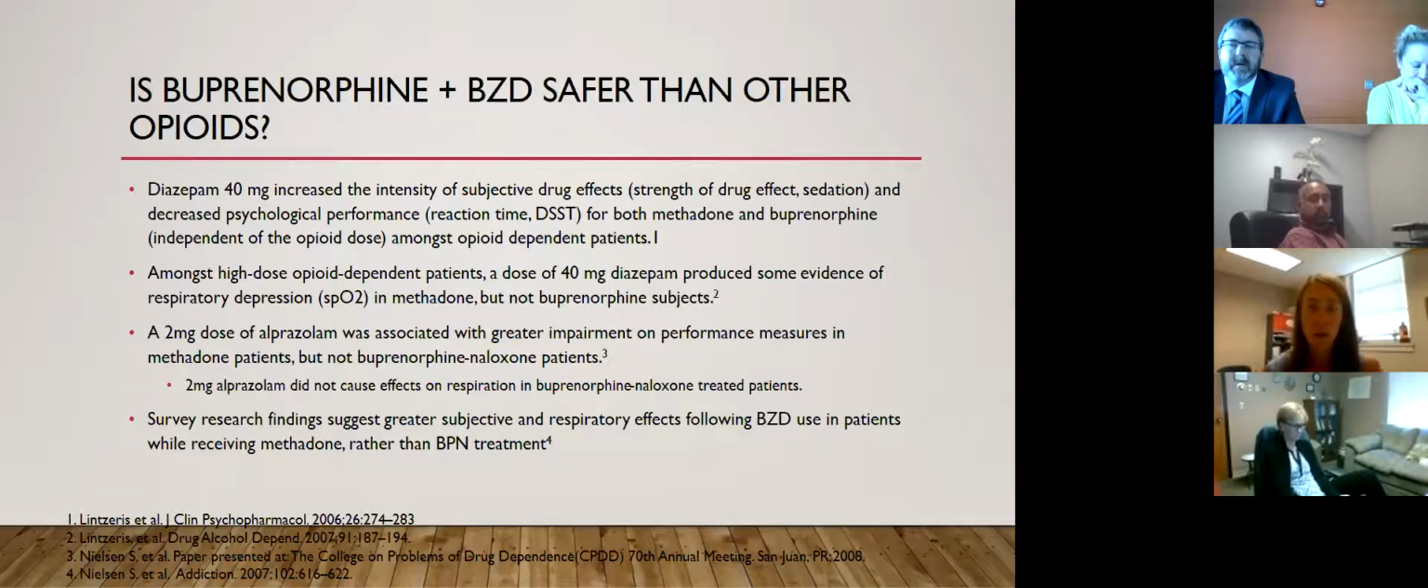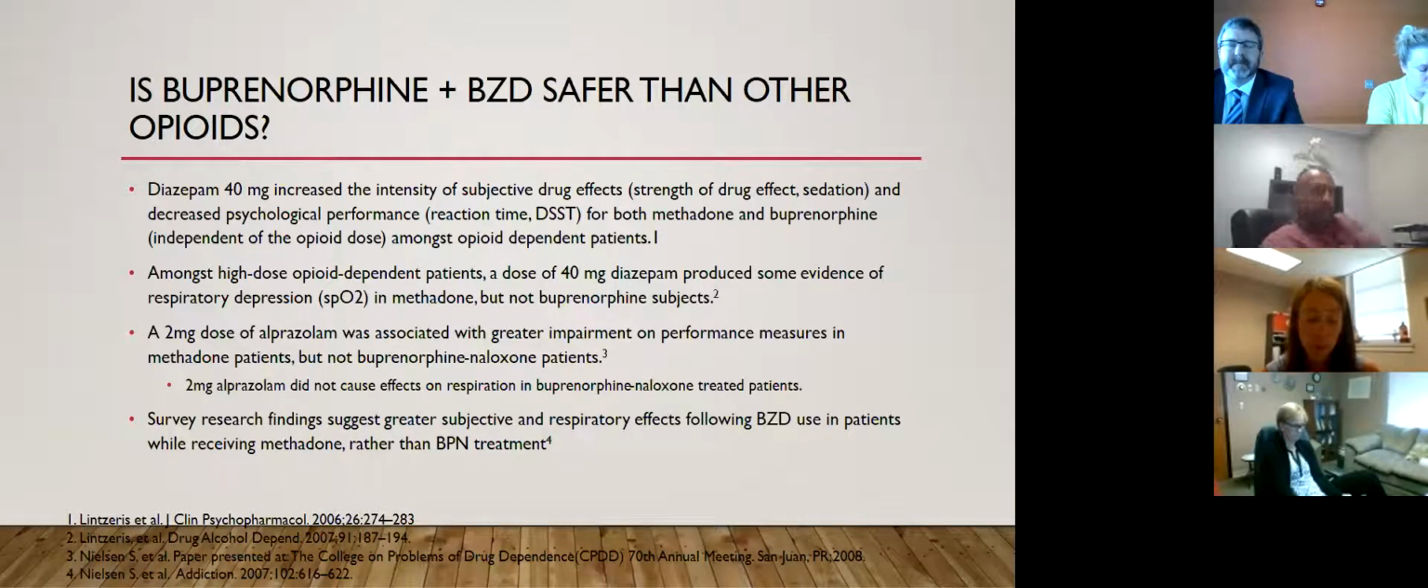So the overall takeaway about benzodiazepines plus buprenorphine: it's still challenging to draw a definite conclusion. There hasn't been a head-to-head comparison about combining buprenorphine with a benzo or another opioid with a benzo, so we can't draw firm conclusions. But it appears that adding these small studies together, there is some trend for greater safety when benzodiazepine is combined with buprenorphine as compared with when it is combined with some other opioid. But it's not without risk.